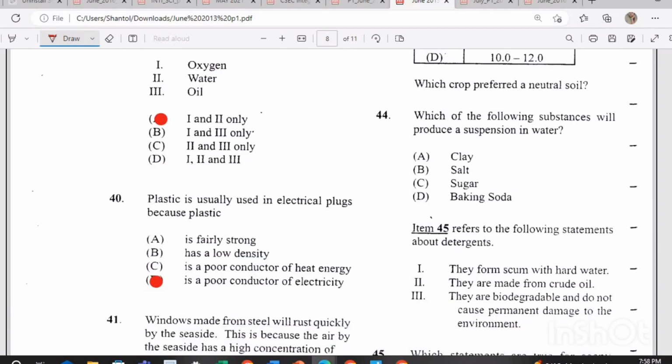Which of the following substances will produce a suspension in water? Question 44. The answer would be clay.